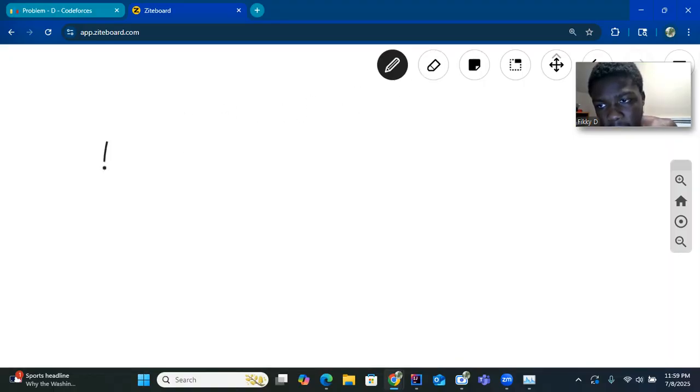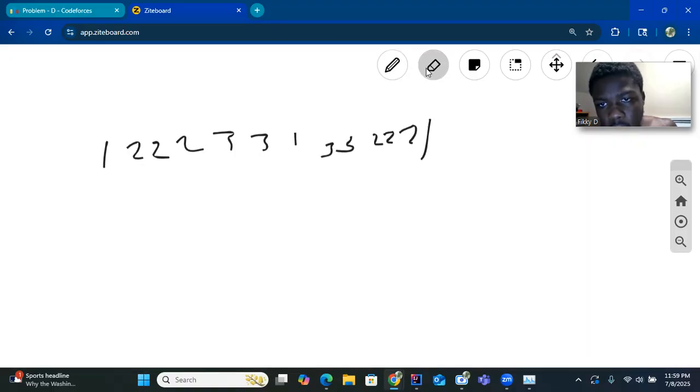Let's say this was a very long palindrome. In a palindrome, if I remove all such instances of one number, it's still a palindrome. It does not matter. If I remove every single occurrence, same thing here. If I remove all the twos, still a palindrome. If I remove all the threes, still a palindrome. So if I remove every single occurrence of a number in a palindrome, it's still a palindrome.